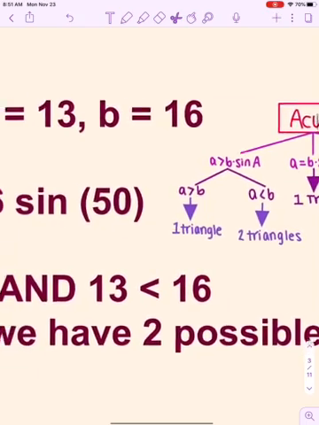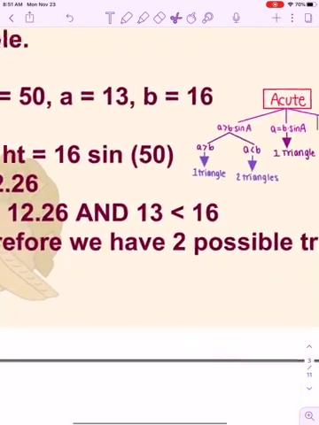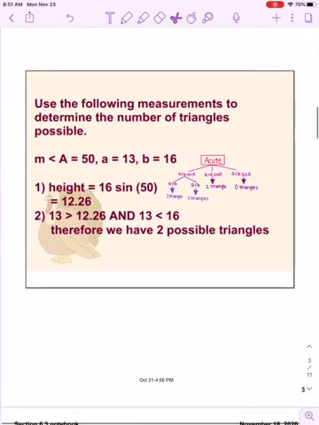And then we need to compare side A and side B because we are doing that again. A is less than B, so we're at two triangles. Okay, so it's just like the warm-up was. We found the height, we compared side A to the height and found that it was bigger, so we had to compare A and B. It was less than B, so there are two triangles. Okay, so that's all the same thing we just did.